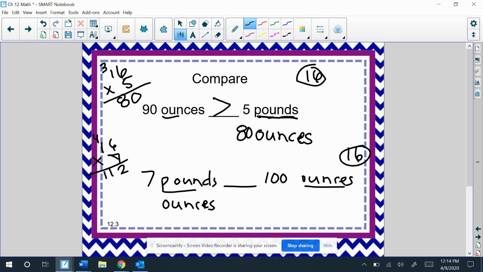I have 112 ounces. Which one's larger? 112 or 100? 112 is larger. So that tells me that if I had not converted it, 7 would have been smaller than 100, and my answer would have been wrong. So please make sure that you convert them when you compare. Thank you for trying and learning more about ounces, pounds, and tons.